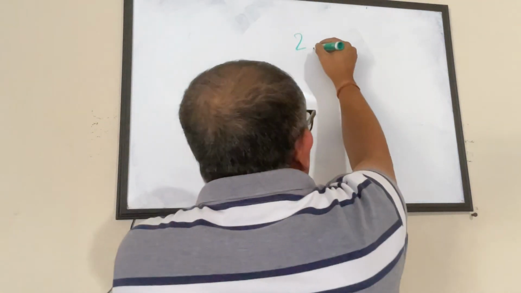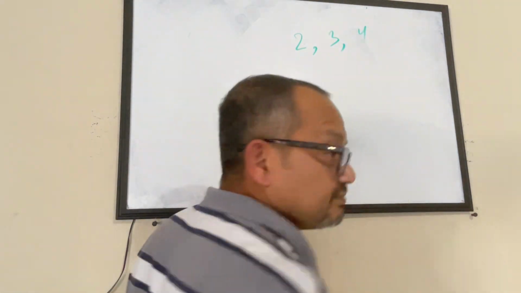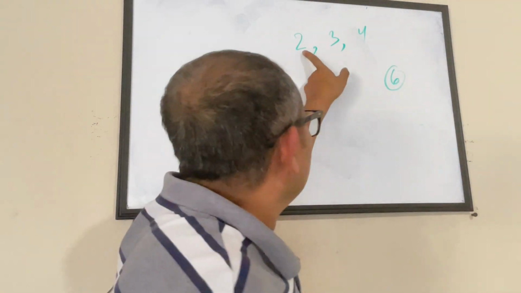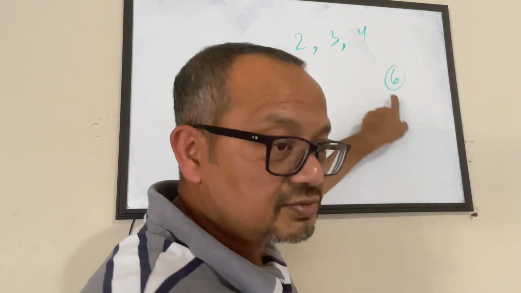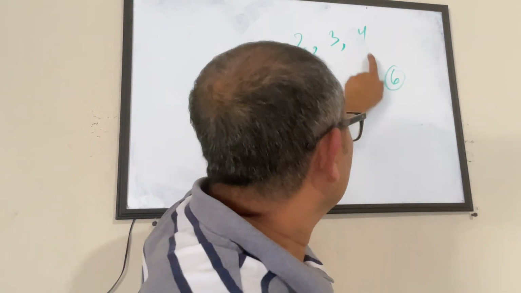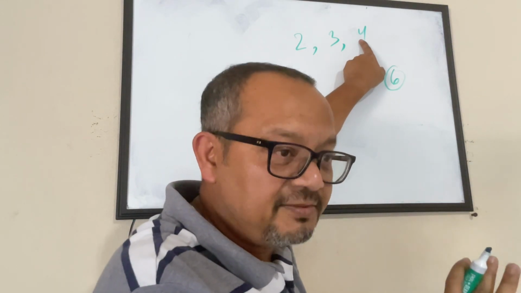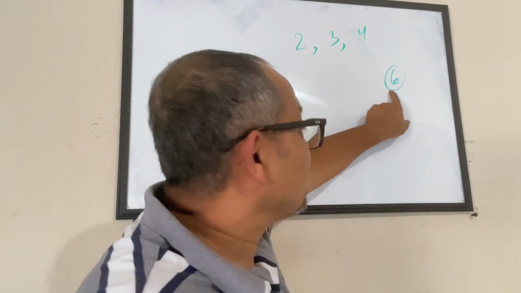Similarly, life is not very easy, it gets more difficult. So, if I have to find out LCM of 2, 3, 4, will 6 be my LCM? No. Because 6 is a multiple of 2, 6 is a multiple of 3, but not of 4. 6 doesn't come in the table of 4. So 6 cannot be my LCM.